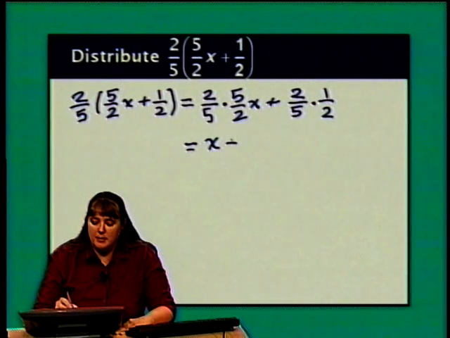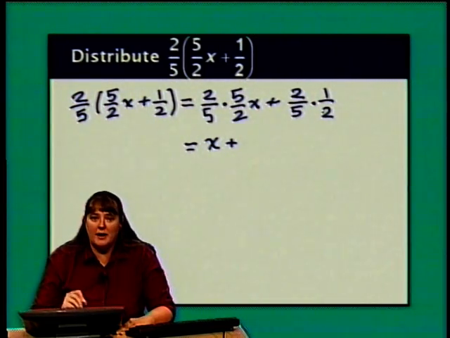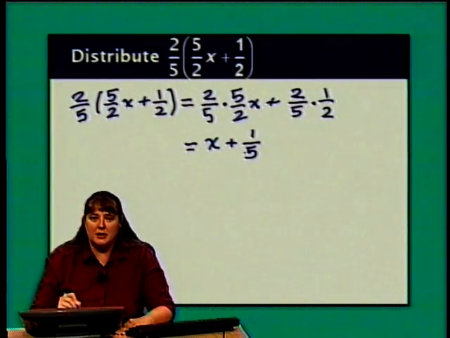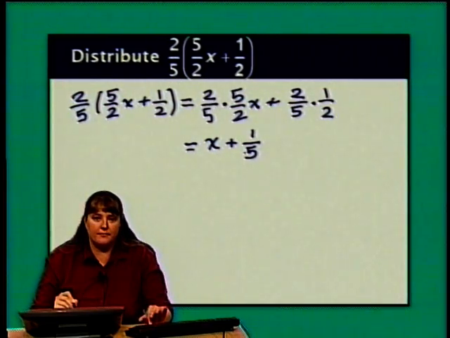For my second term, I'm multiplying 2/5 by 1/2. I can pull out a factor of 2 in the numerator and denominator. 2 divided by 2 is 1, so I'm left with 1 in the numerator, 5 in the denominator. So this simplifies to x plus 1/5.